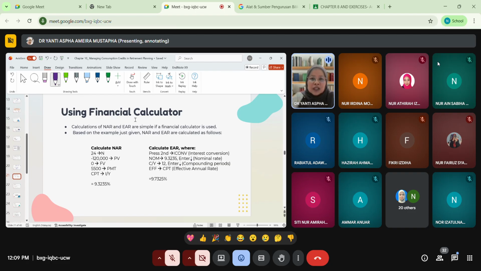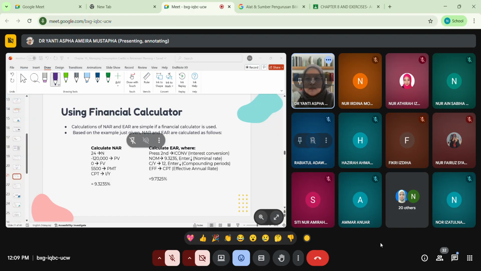You have to use the ICONV, so you have to convert it with ICONV, then you can find the EAR. Okay, so let's try to calculate the EAR first. Alright, so you can take out your financial calculator. You can use the formula, but of course with a financial calculator, we can calculate faster. We just have to know how to calculate it.